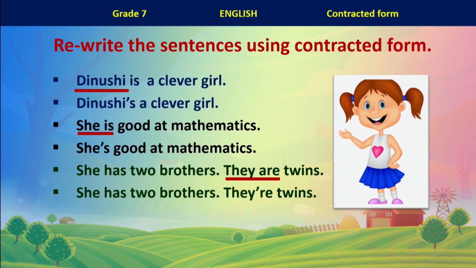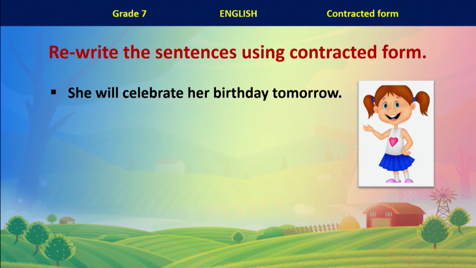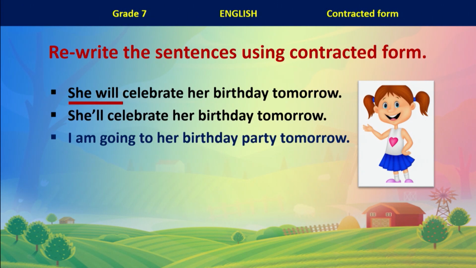Let's go to the next slide. Rewrite the sentences using the contracted form. That is the same activity. She will celebrate her birthday tomorrow. So she and will together becomes she'll celebrate her birthday tomorrow. Next one. I am going to her birthday party tomorrow. Well, children, we can contract I and am together. I'm going to her birthday party tomorrow.